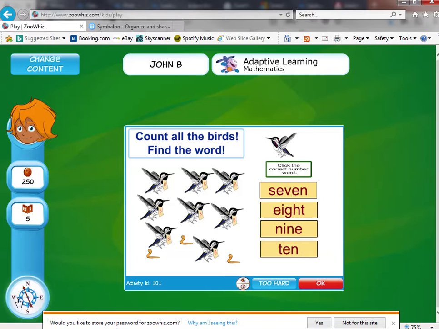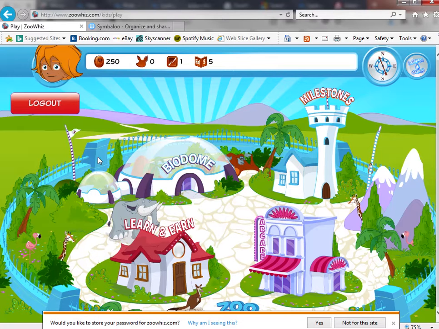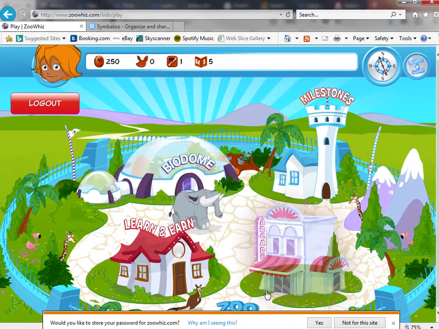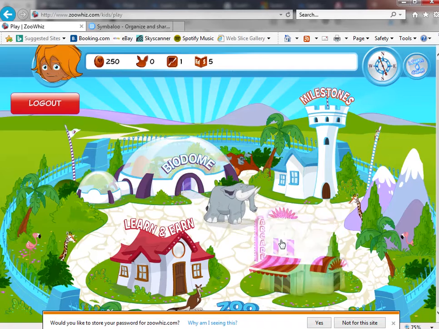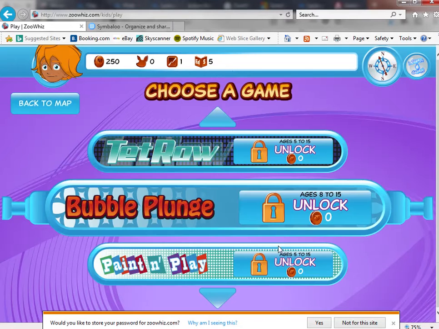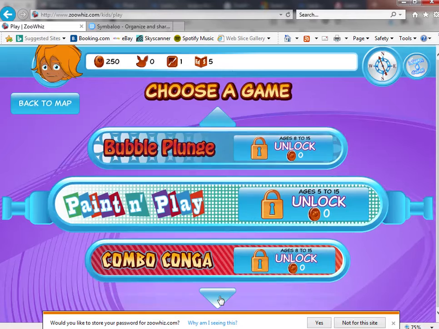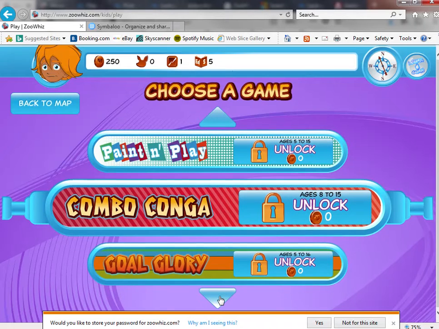So that goes on, and we can go on. And so the child has done work, and you can see the child has just earned 250 points. So since they are little, they can go and play some games here. Okay, so from here you can see they can go and do some work.